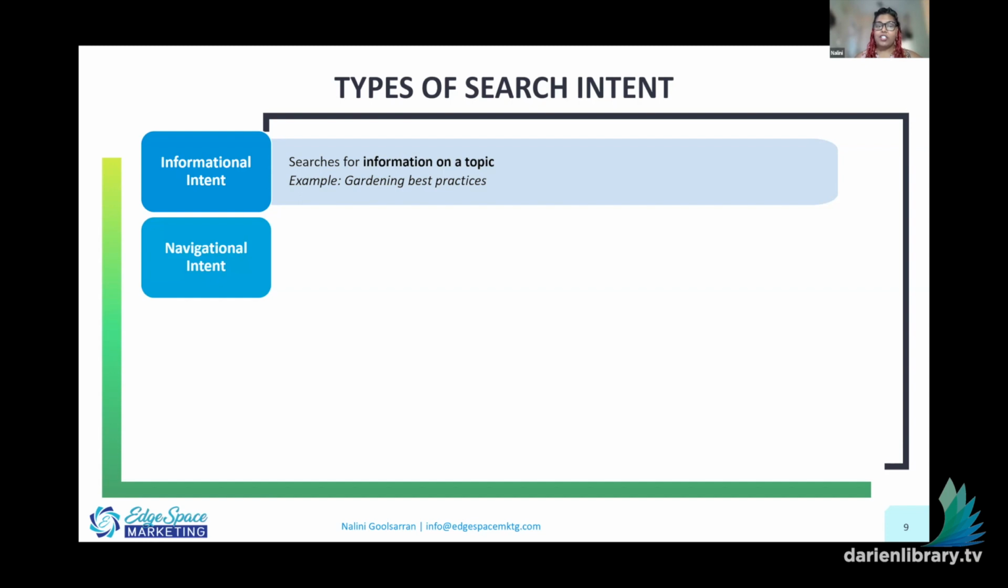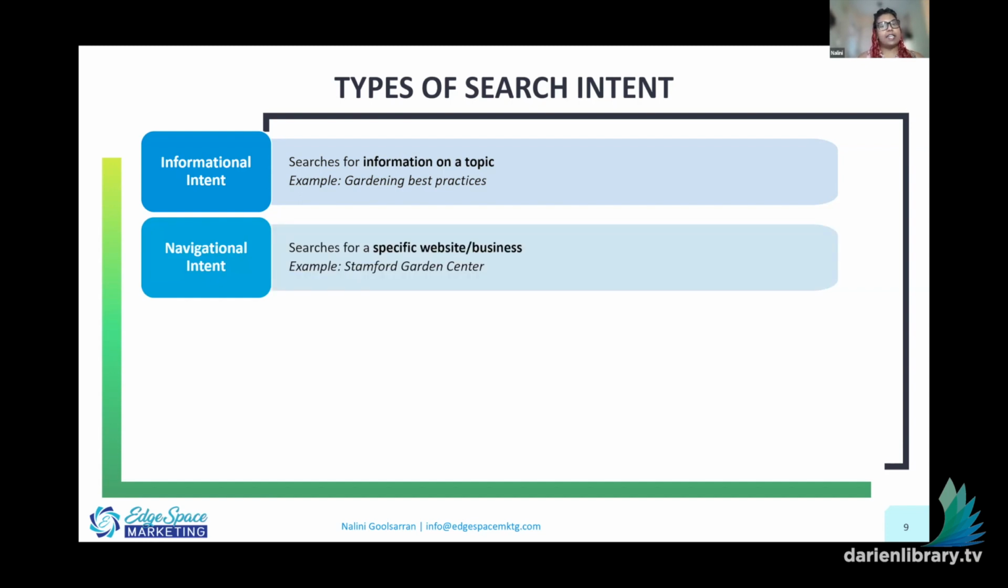You also have navigational intent. A navigational intent is when someone is searching for a specific website or business. So I made up a business here called Stanford Garden Center. And what that means is, for example, I do it all the time. I go to Google, instead of typing in edgespacemarketing.com, I type in Edgespace Marketing. It's the first result and I click it. So they're searching for a business to navigate to their website, or to their Google My Business to get their hours or phone number. That's the navigational search.